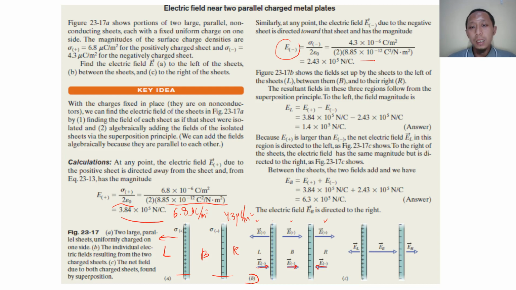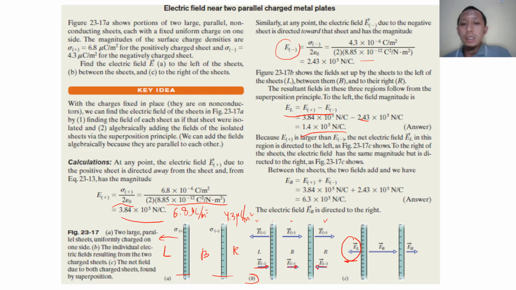And then the field on the left side, EL, like this one. Because on the left side, you can see in figure B that the positive and negative charge fields are in opposite directions. So EL is E plus minus E minus. E plus is 3.84 and E minus is 2.43, so we get 1.4. Because this is positive, the direction of EL is similar to the positive E.